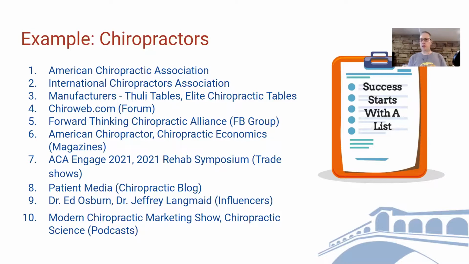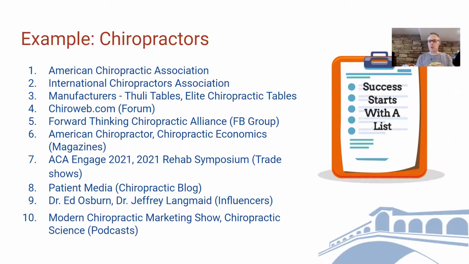One, there's the American Chiropractic Association. I found there's an International Chiropractors Association. I found some manufacturers that sell products to chiropractors. Thule tables, Elite Chiropractic tables. Those were 2 that I found that came up. There was Chiro Web Forum, which is a forum for chiropractors. They're going on there. They're asking questions. They're interacting with one another.